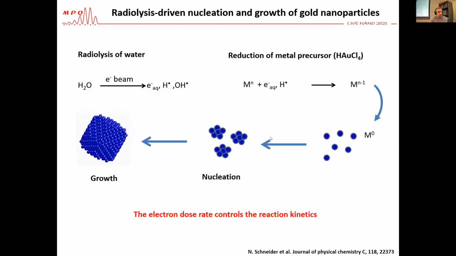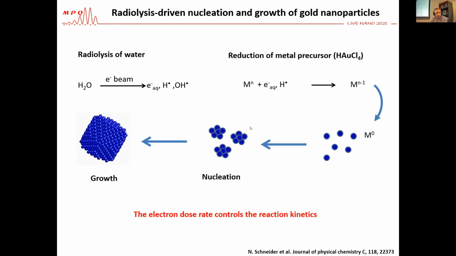Now keep in mind, all the processes I'm going to show you here are driven by radiolysis. So I'm going to show you experiments where we expose to the electron beam an aqueous solution of chloroauric acid, and due to the radiolysis of water generated by the beam interactions, this process generates a lot of oxidizing and reducing species. The most reducing species are the aqueous electrons and the hydrogen radicals that reduce the metallic precursors to the atomic state, to the metallic state, and generate the nucleation and the growth of nanomaterials.